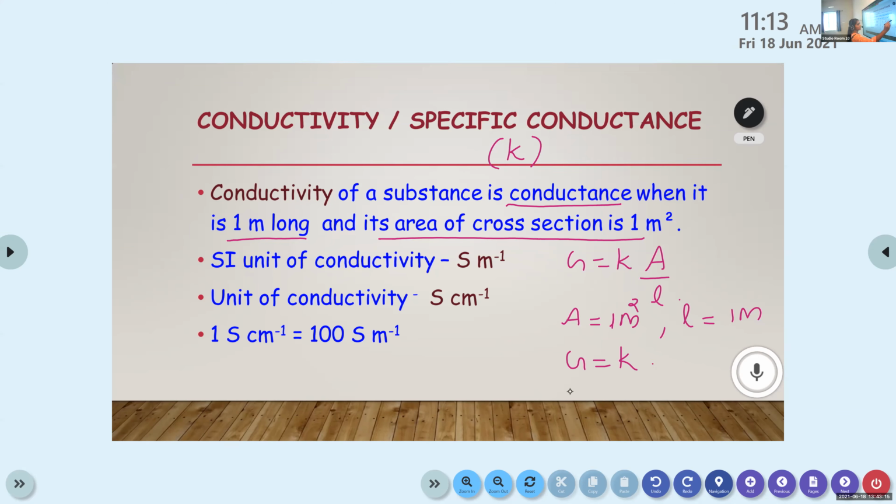You can also write this equation. Conductivity of a substance is the conductance when it is 1 meter long and its area of cross section is 1 meter square.